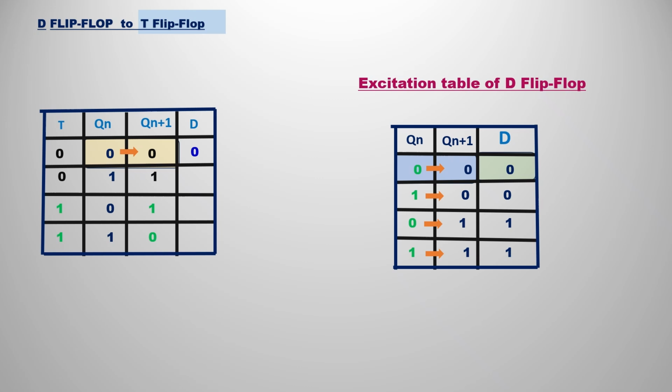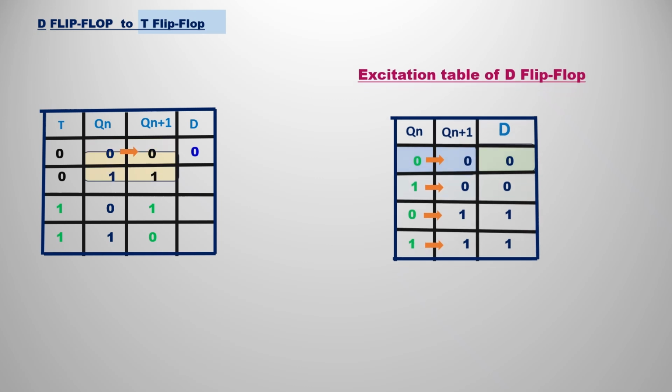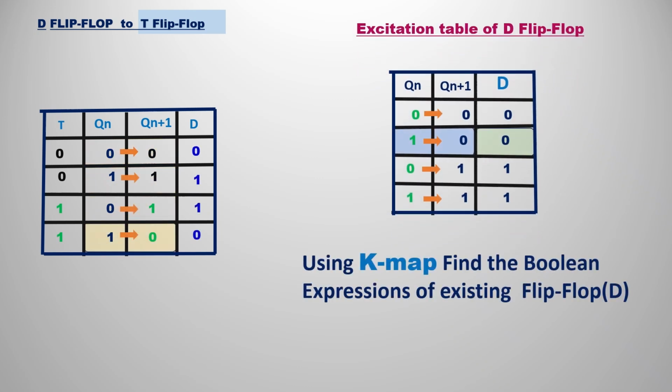If you observe, when T is equal to 1, for the last two cases, Qn is 0 and 1, then Qn plus 1 is 1 and 0, that is toggling. But for the first two cases, Qn and Qn plus 1 are the same, so T is 0. Again, we are going to compare Qn and Qn plus 1 from the excitation table of the D flip flop, and fill in this T flip flop truth table. Likewise, you are going to fill the whole T flip flop truth table using the excitation table of the D flip flop. The comparison is very easy.